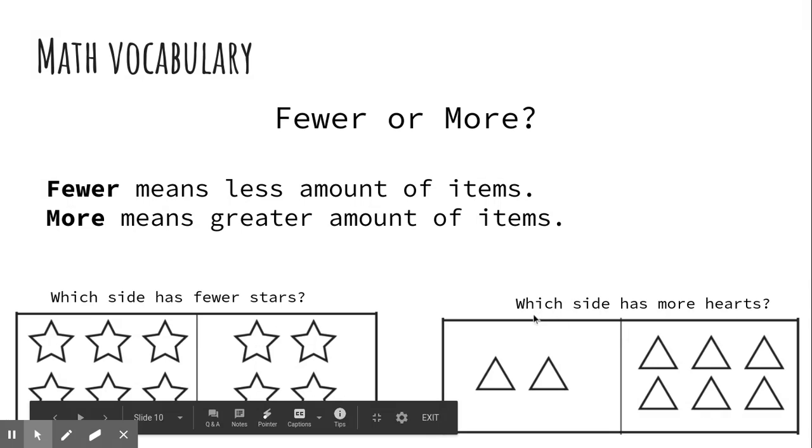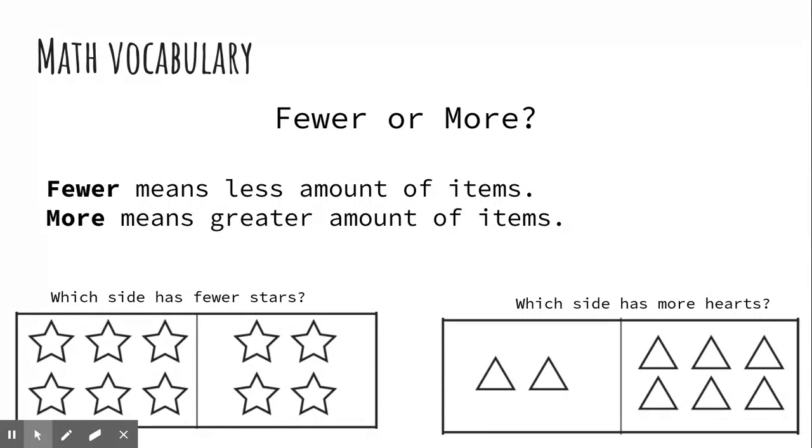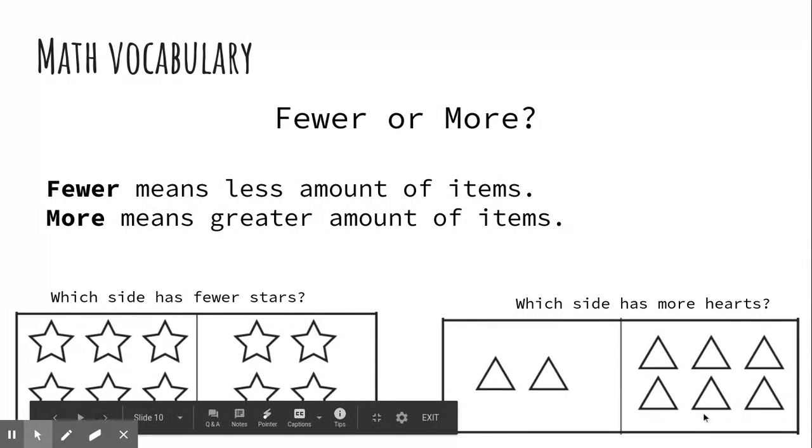On this side, it says which side has more triangles. I know it should be triangles. These aren't hearts. Which side has more triangles? So if I look, there's 2 triangles here. There's 6 triangles here. More means a greater amount. So I'm looking for the greater amount here. Obviously, 6 is the greater amount. Okay. So those are the words fewer and more, and those are really important to know in English.